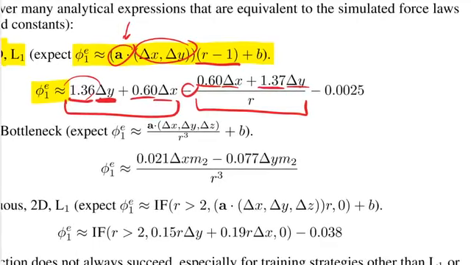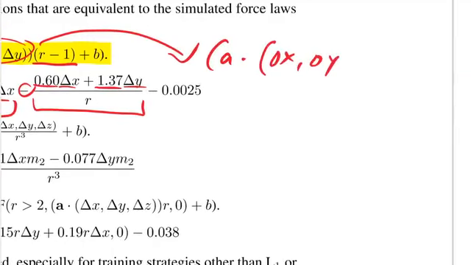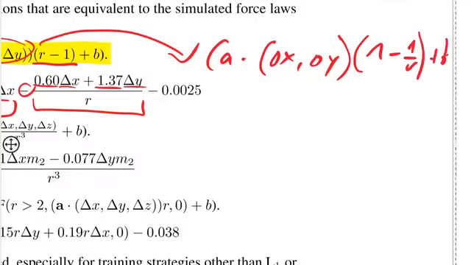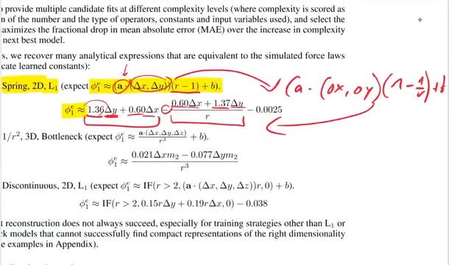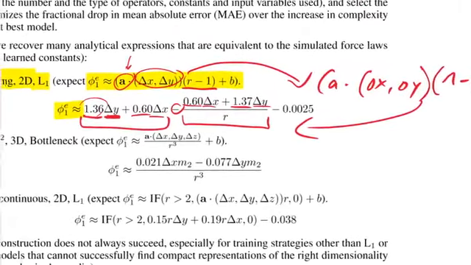symmetries, if you take this and simply divide everything by r, you'll end up with this vector right here, a times delta x, delta y, times 1 minus 1 over r plus b, right? And now you can see it already looks very similar. It's only a transformation away from what you want.